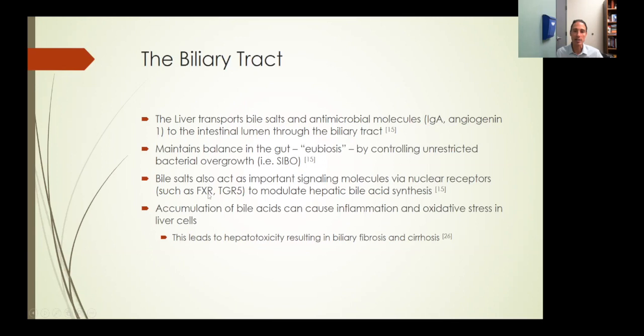The bile acids target these receptors, and then they prevent the liver from overproducing bile acids, because the accumulation of bile acid in the liver can cause liver inflammation and promote oxidative stress. And that oxidative stress and inflammation can lead to hepatotoxicity and further potentiate liver disease like biliary fibrosis and cirrhosis. So the feedback loop of bile acids having that negative feedback reduces the risk for liver disease.